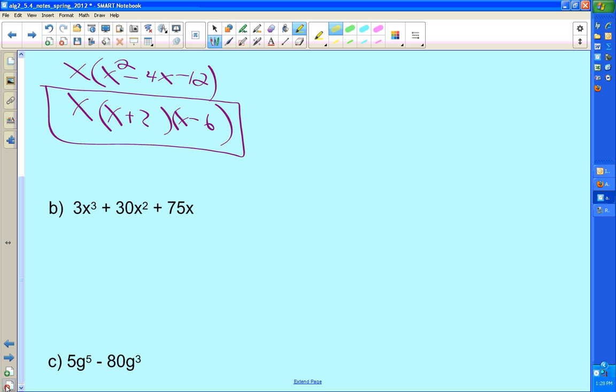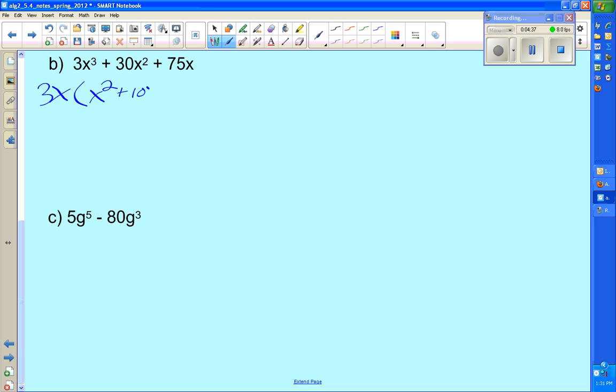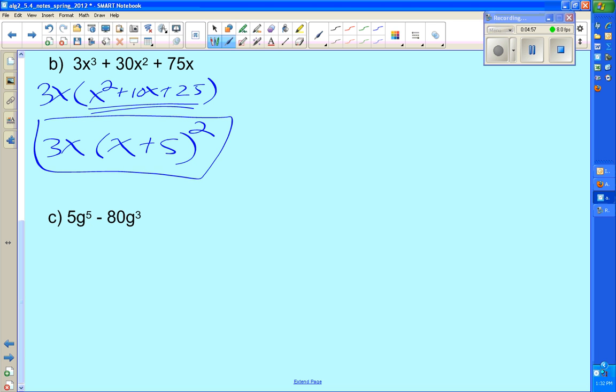See if you can do B. What's in common, factor it out, and then see if you can do the rest. For the B, what was in common? 3x, leaving you with an x squared plus 10x plus 25. We need to start recognizing that as a PST. If you're factoring it into x plus 5 times x plus 5, that works, but it's slowing you down. You need to recognize that this is x plus 5 quantity squared. I would want to really have you recognize some PSTs.